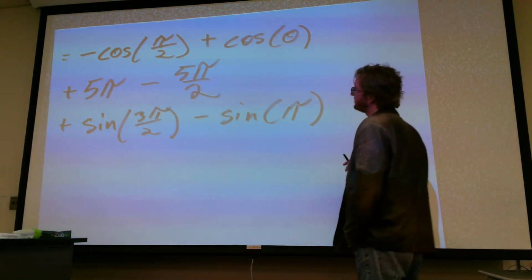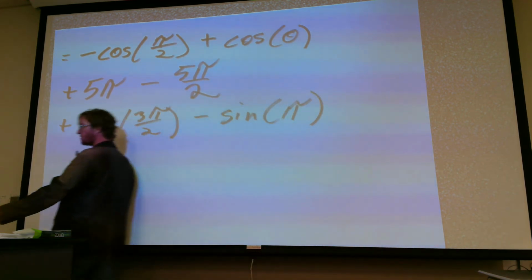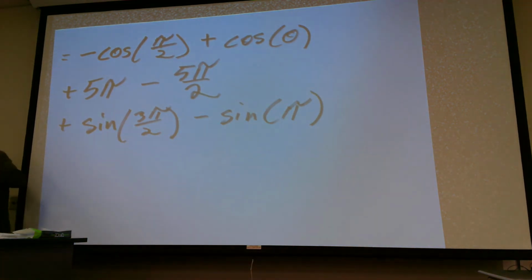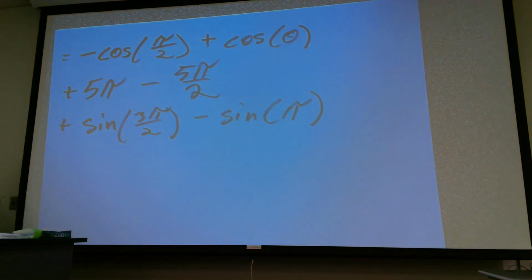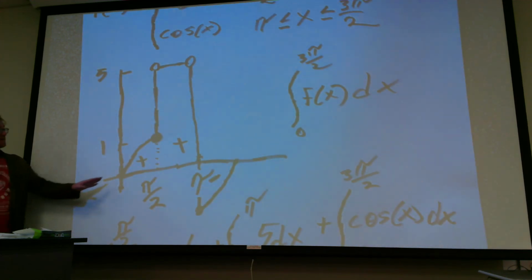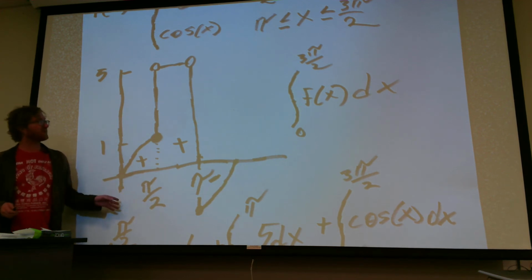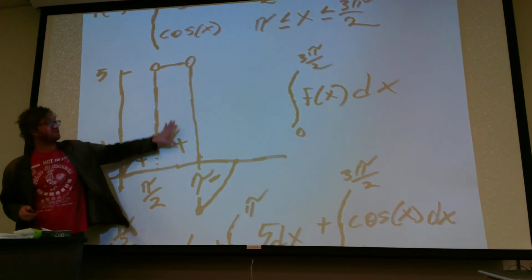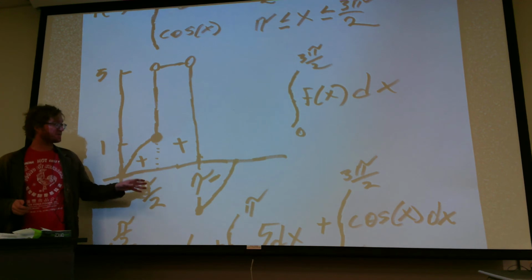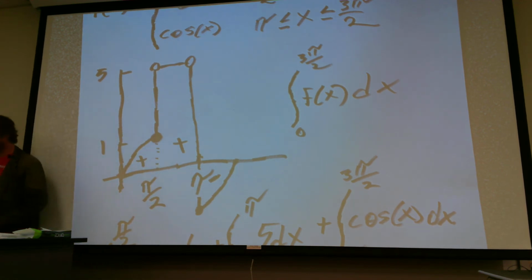So when we're talking about this thing right here, what am I really doing? Negative cosine of pi over 2 plus cosine of 0, 5 pi minus 5 pi over 2. I'm taking these three intervals. So I'm doing the antiderivative and evaluating at this point minus this point, then the antiderivative of this function at this point minus this point, and the antiderivative of the third function. Let's see what happens.